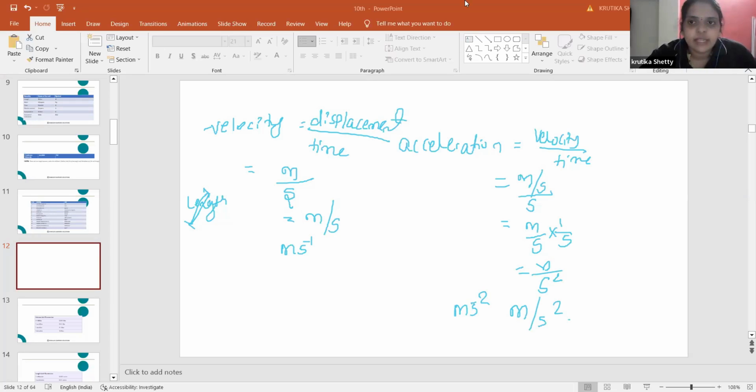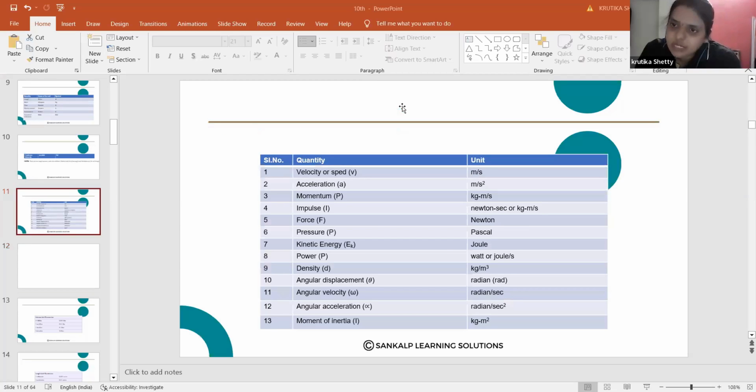So same way you can see some more examples here. Velocity is expressed in terms of meter per second. Acceleration is expressed in terms of meter per second square. The momentum is expressed in terms of kg meter per second. So why is it kg meter per second? See here.